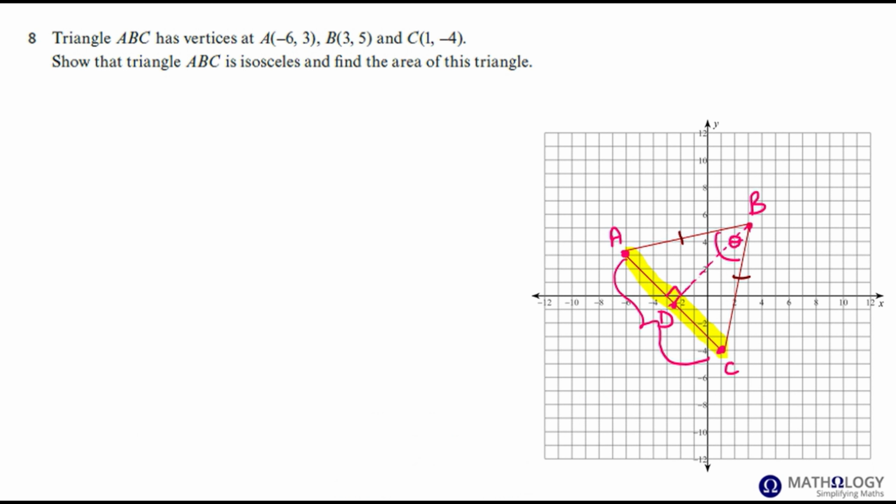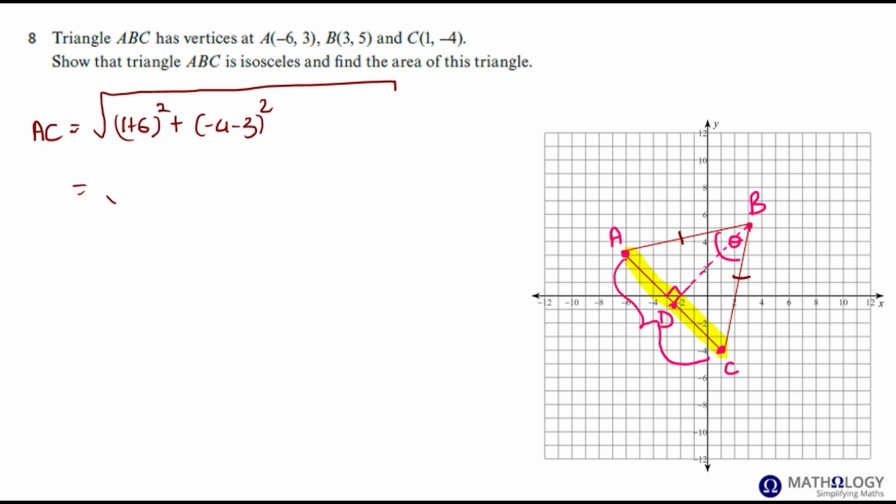So we'll start with the first approach. First, we are going to find the length of AC using the distance formula. So it'll be the square root of (1 minus minus 6) all squared plus (minus 4 minus 3) all squared. That's the square root of 7 squared, which is 49, plus minus 7 all squared, which is 49. So AC equals the square root of 98, which in simplest form is 7 root 2.